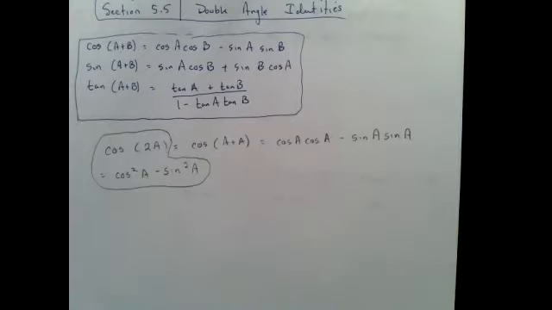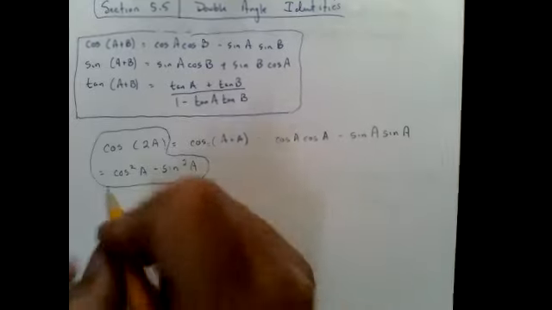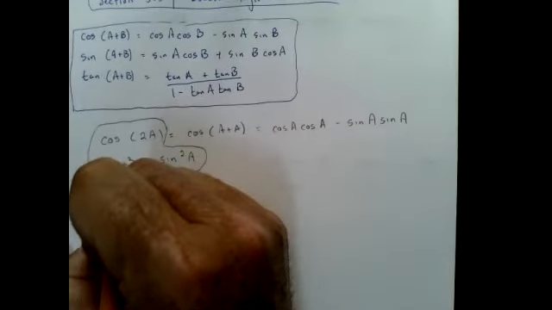Well, now that was kind of easy. 1 down, 2 to go. Sine of 2A.